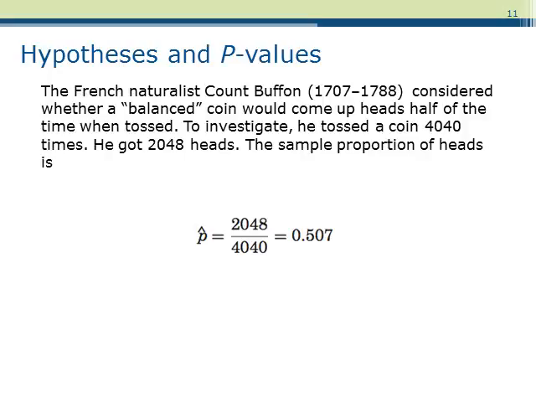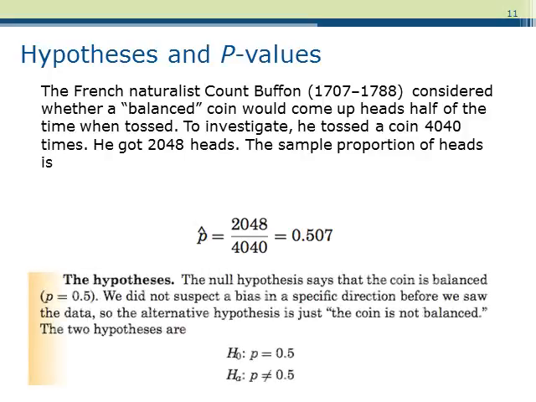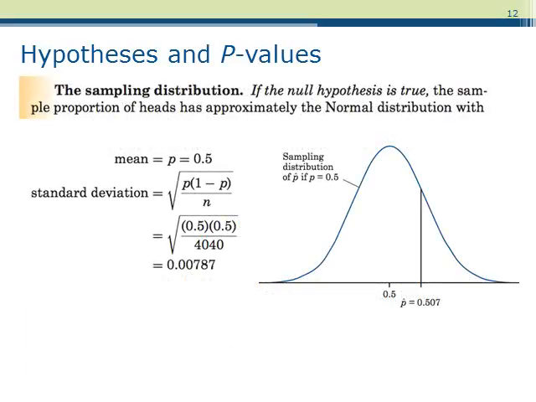The default position would be that the coin is fair, so that p is equal to 0.5. If the coin were unfair, then p would be something other than 0.5. With the null and alternative hypotheses defined, we now begin carrying out our test by assuming that the null hypothesis is true. If the null hypothesis is true, the sample proportion of heads has an approximate normal distribution with the following mean and standard deviation.